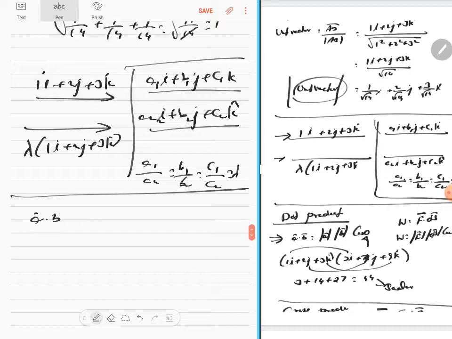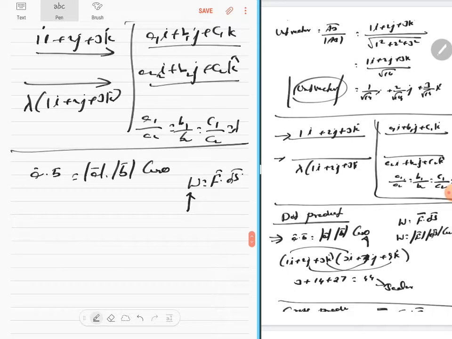Next is dot product. In a dot product, the hidden factor is cos theta, so magnitude of A into magnitude of B into cos theta is what a dot product is. The example is work done, which is force vector dot displacement vector, but this answer is a scalar. Supposing they ask you to dot 1i plus 2j plus 3k with 3i plus 7j plus 9k, as quoted in my PDF.